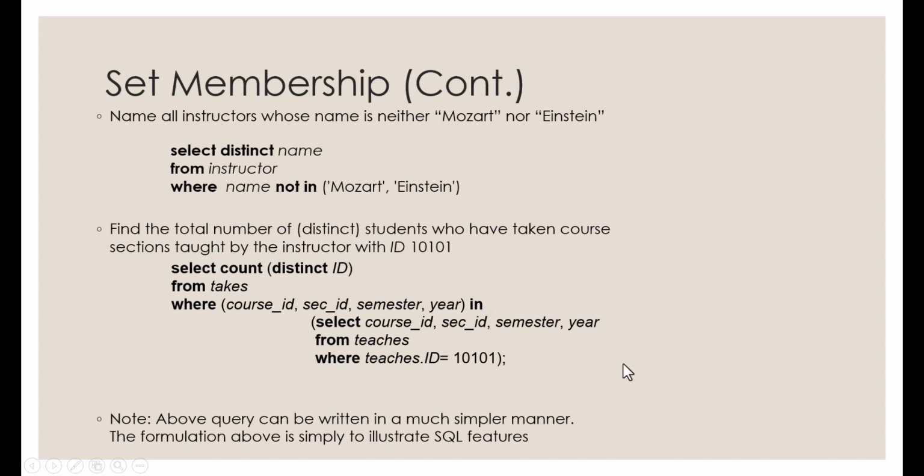So let's think about what this particular subquery down here returns. Okay, this is going to return the course ID with the section, semester, and year of all the courses that were taught by the instructor whose ID is 10101, right? So that's why this should be in here. So this will return the total number of distinct students who have taken any course taught by this instructor.